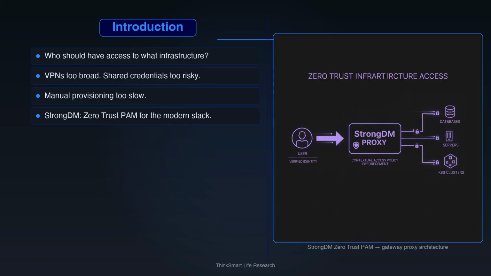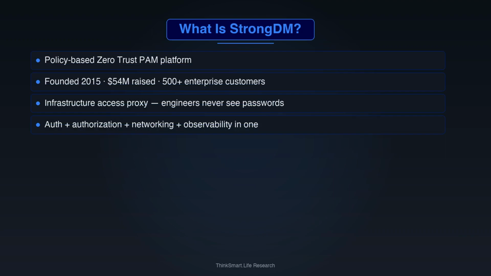Every engineering team faces the same fundamental challenge. Who should have access to what, and how do we actually prove it? As infrastructure sprawls across multiple clouds, dozens of databases, Kubernetes clusters, and legacy servers, managing privileged access becomes an absolute security nightmare. Think about how most teams handle this today.